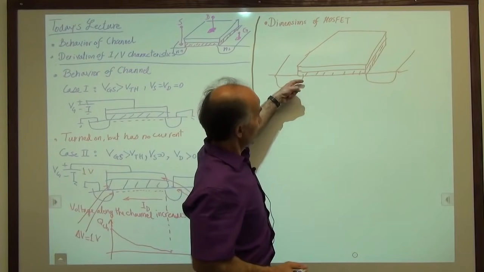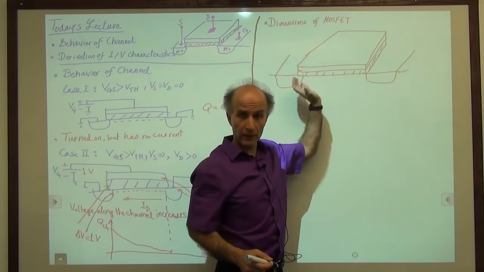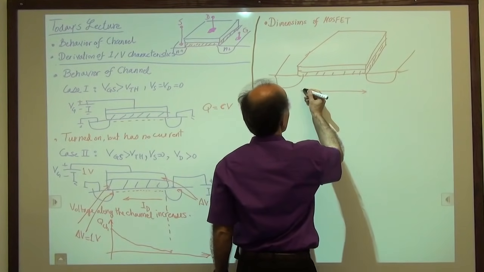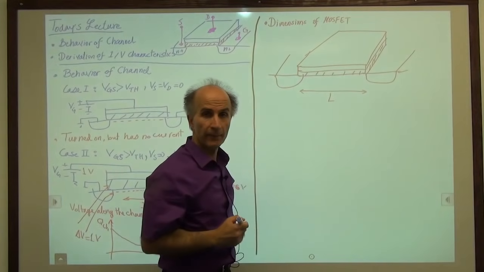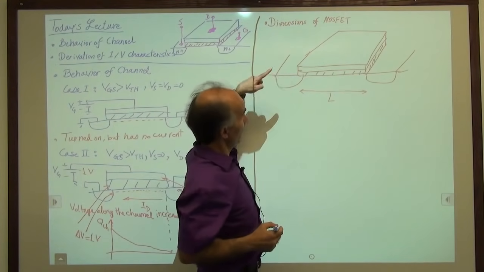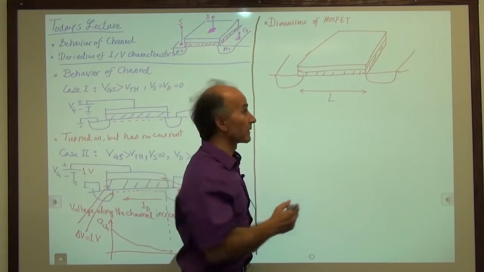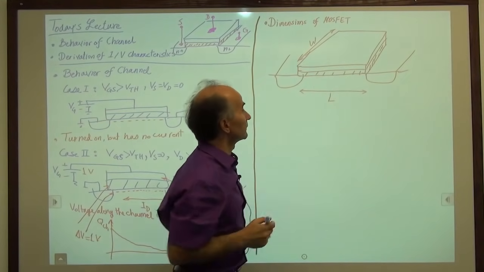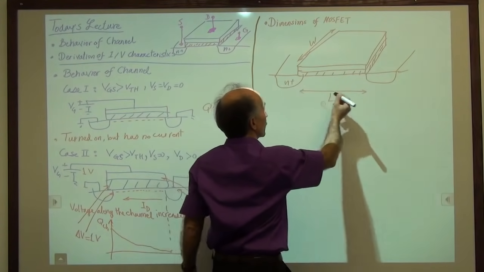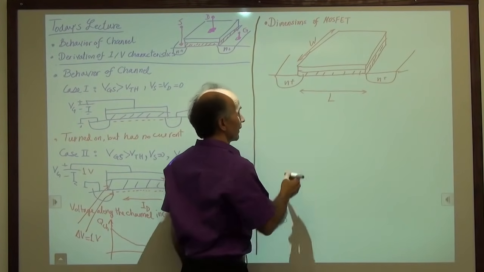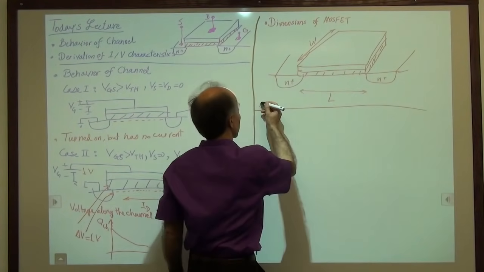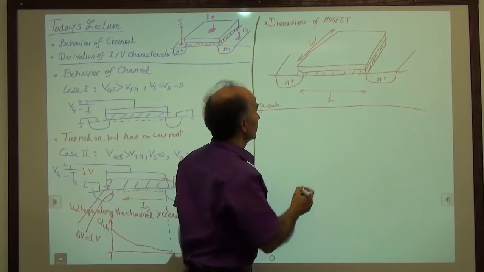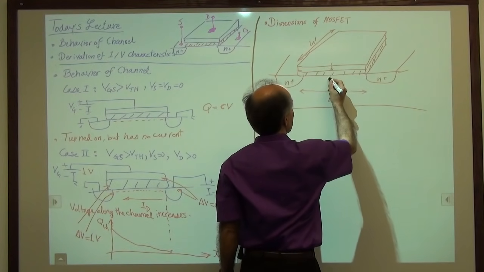First, this is the direction of current flow, from source to drain, or drain to source. This is called the length of the device, so we call this dimension from here to here length. This dimension into the page is called the width of the device. Remember that these are highly doped regions, N plus, and of course we have a substrate under all of this, so that's our P substrate. Now, there was a third dimension, if you remember, which we called the oxide thickness, this one.